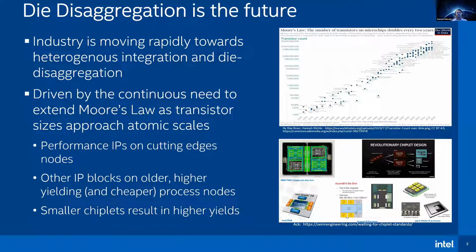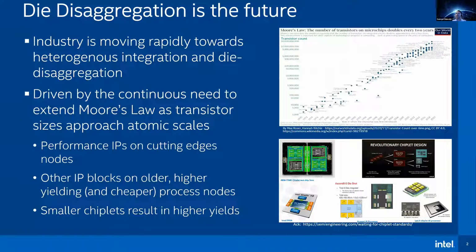Die disaggregation is the future. I think we've all seen our industries moving very rapidly towards heterogeneous integration. This has been driven by the continuous need to extend Moore's law as transistor sizes get smaller, keep approaching atomic scales. We rely on heterogeneous integration to extend the economics of Moore's law.